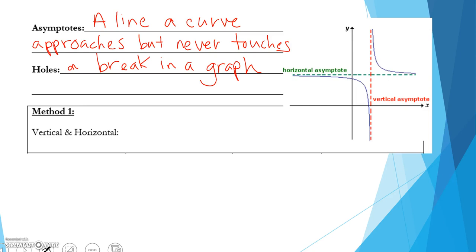So today we're going to learn about asymptotes. We've talked about this before. It is a line a curve approaches but never touches. So if you look at the drawing on the right, there's a horizontal and a vertical asymptote. A hole we're not going to talk about as much. It's a break in a graph.